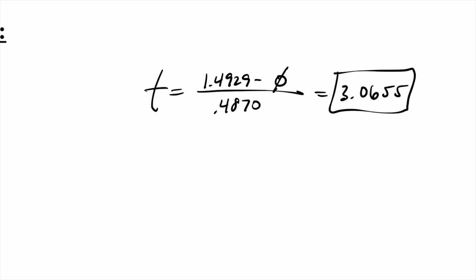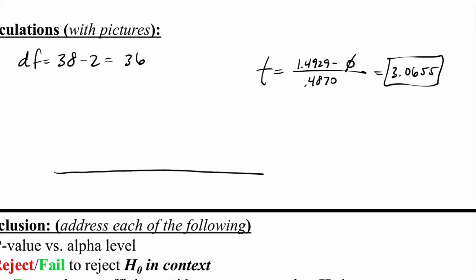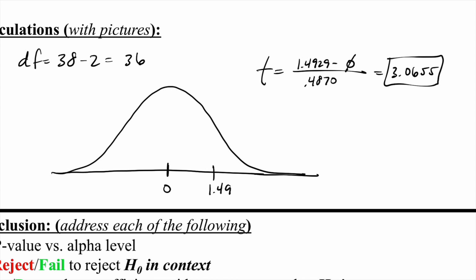Is that a big T-score or a small T-score or kind of in the middle? That's pretty big. Just look at your table. It's a huge T-score. All right, so I draw a picture though, because it's a T I have to use. What is the middle going to be? Zero, because that's the claim. Ours is 1.4929. And which way do I shade? To the right, because I said greater than. So that area there is going to be my p-value.